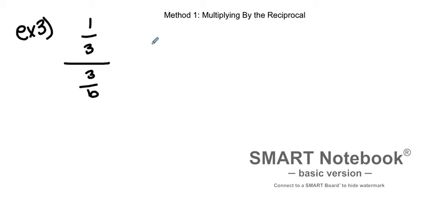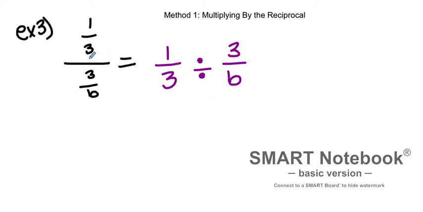All right, so when you're dividing one term by another term, we're allowed to use method 1 here because it's one term over one term, right? So I'm going to keep my first fraction. Actually, I'm just going to rewrite this: 1/3 divided by 3 over b. So I'm just writing it horizontally. Instead of using the division line, I'm using the division symbol and writing it horizontally.